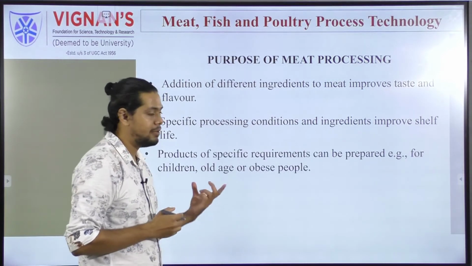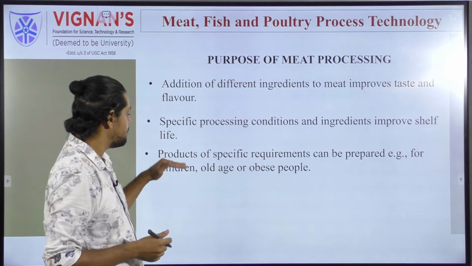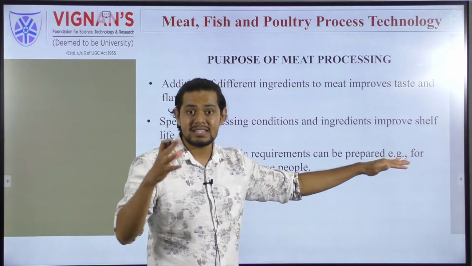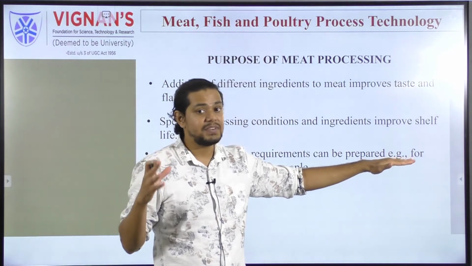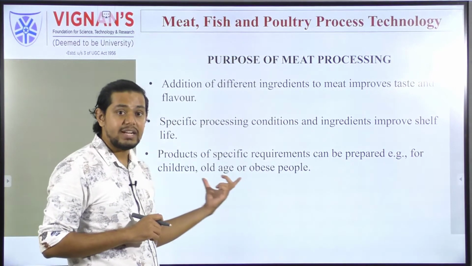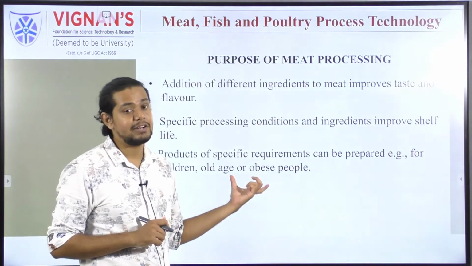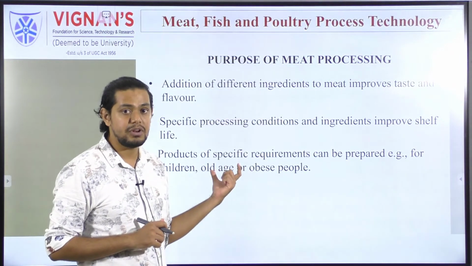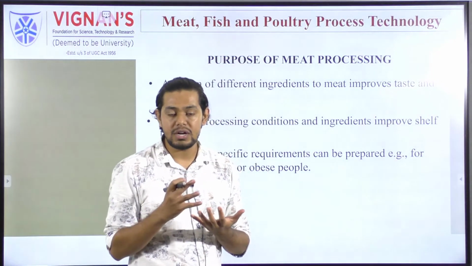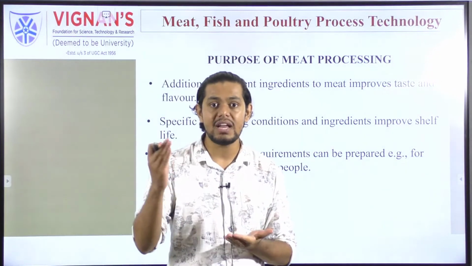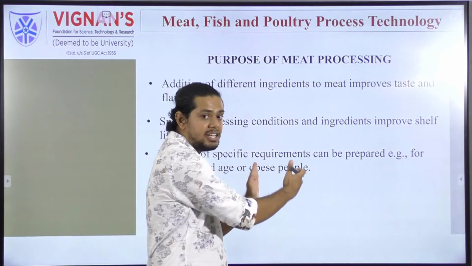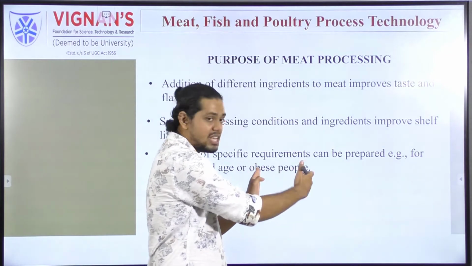So the third important purpose of meat processing is that products of specific requirement can be prepared. So there is a certain exclusivity as far as the product is concerned. The product can be for children, for obese people, and it can also be for geriatric or old age people. In the case of obese people, they require a food product which has a reduced fat content. So a special category of food has to be prepared for such people.